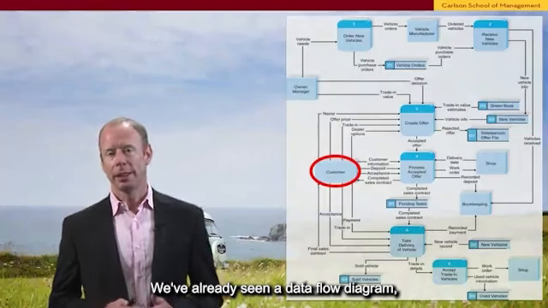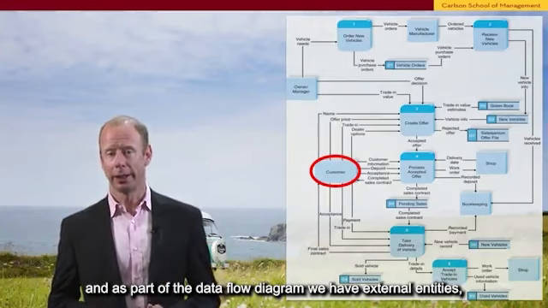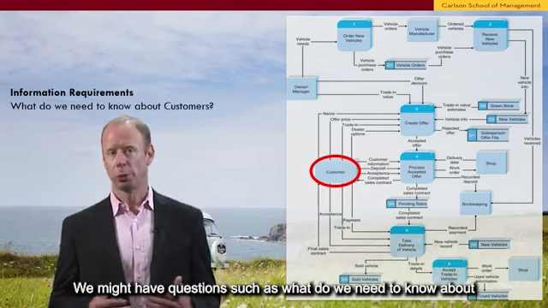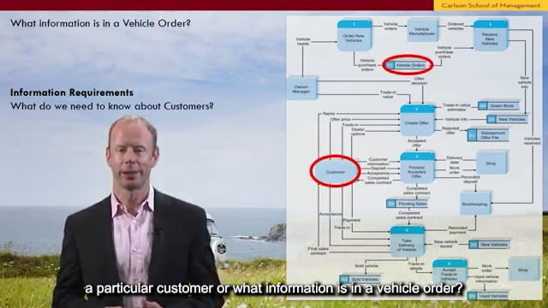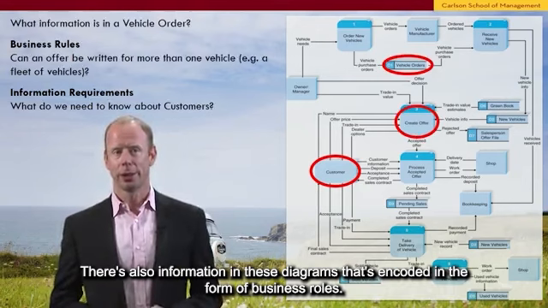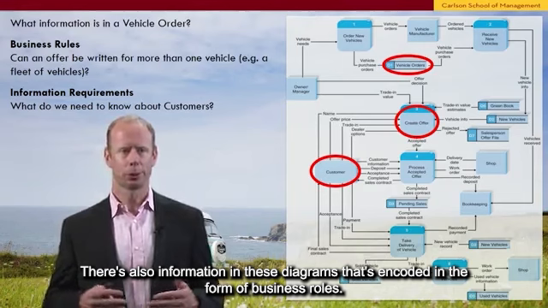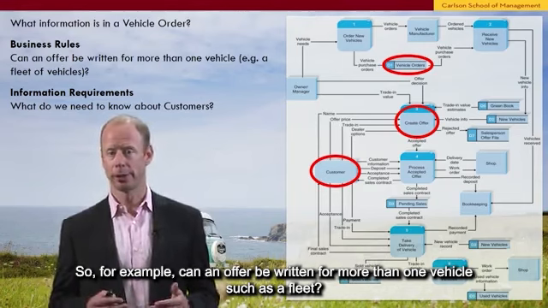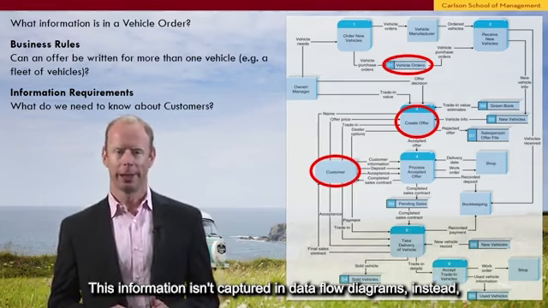We've already seen a data flow diagram, and as part of the data flow diagram, we have external entities as well as data stores. We might have questions such as, what do we need to know about a particular customer, or what information is in a vehicle order? There's also information in these diagrams that's encoded in the form of business rules. So, for example, can an offer be written for more than one vehicle, such as a fleet? This information isn't captured in data flow diagrams.